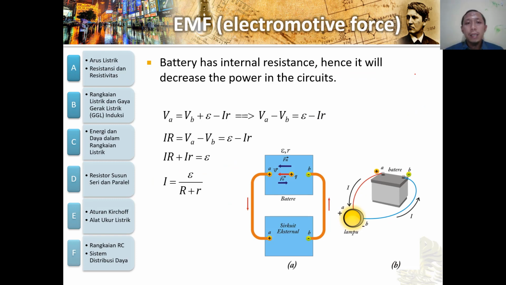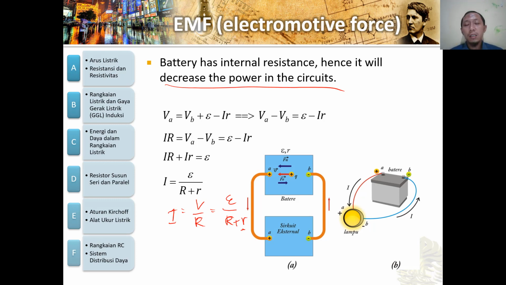And then every battery has an internal resistance, hence it will decrease the power in the circuit. So we said before that I is equal to V per R, or in this case, the EMF per big R. But the battery has a small internal resistance, so we have to put another r here. What is the small r? Small r is the internal resistance of the battery.